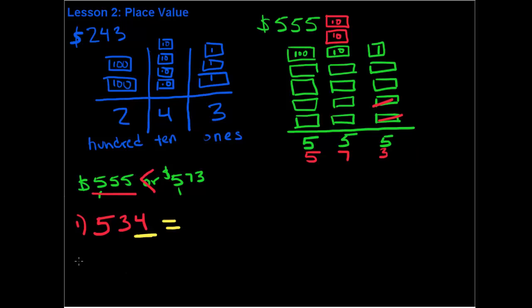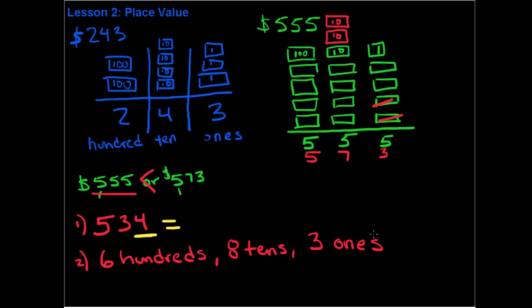And number 2, I'm going to give you 600, 8 tens, and 3 ones. And I want you to write that into standard form. So you're going to use digits to tell me what 600s, 8 tens, and 3 ones looks like. And we will go over this tomorrow.